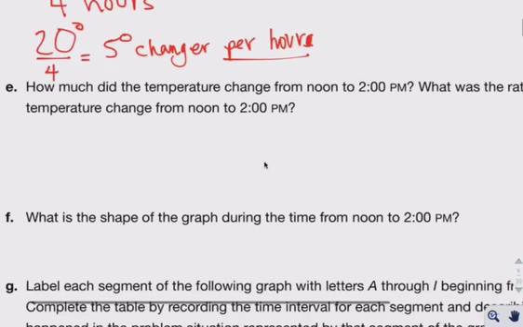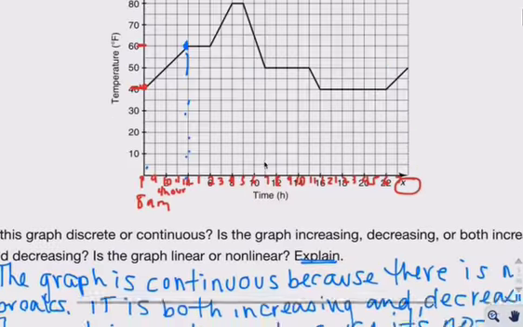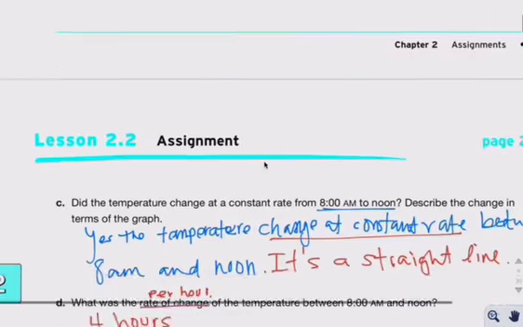Okay? How much did the temperature change between noon to 2? So the question is noon to 2 p.m. So we need to look at the graph again. Look at noon. I'm going to erase all the other ones. Between noon to 2. 2 is right here. Oh, nice. It's just a flat line. That's a horizontal line. You call that horizontal.